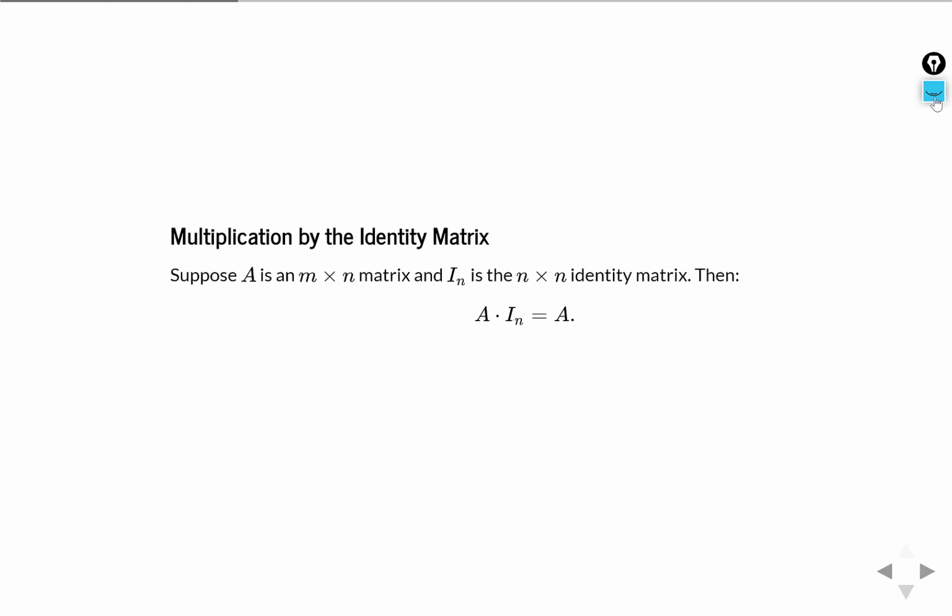If A is an m by n matrix and we have an n by n identity matrix, then A times the identity matrix equals A. Similarly, if we have an m by m identity matrix, I times A equals A. Hence, the name identity comes from the fact that if we multiply it by any matrix, the result will be the same matrix, so long as the dimensions are correct.